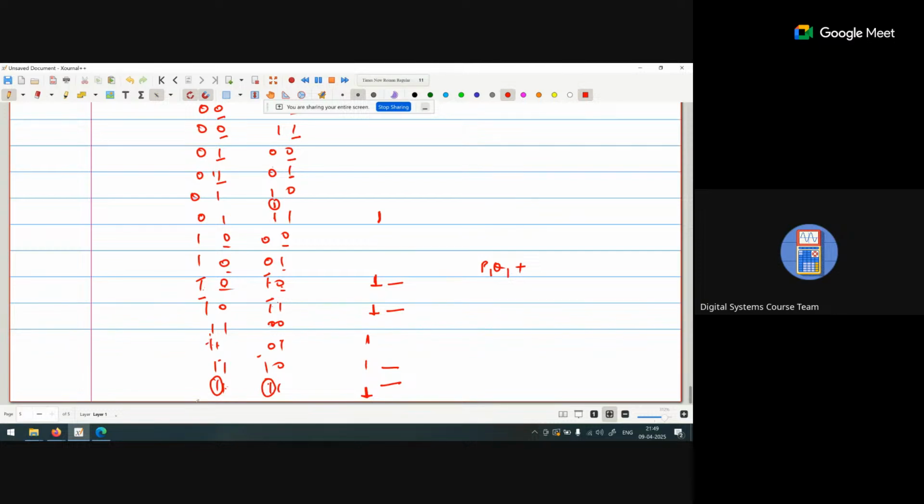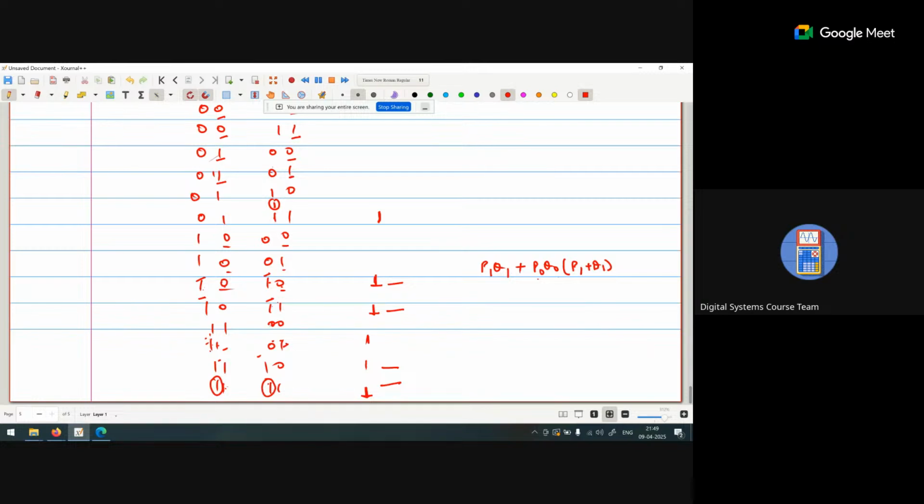When LSB is 1 1, like in this one, with respect to the MSB, either P is 1 or Q is 1. So when LSB is 1 1, that is P0 Q0, with either P1 or Q1. Either P1 is 1 or Q1 is 1, and both LSB bits are 1.